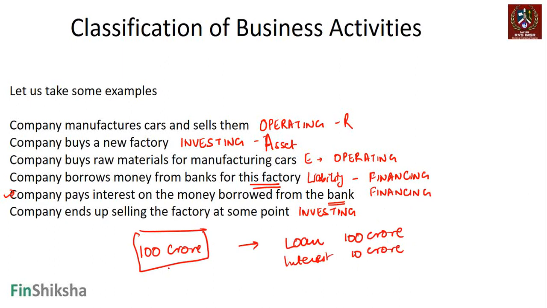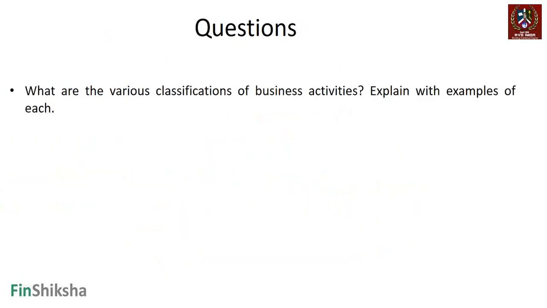This loan was not taken because you generally wanted to raise some money, but because you were building a factory. So in certain cases, you could classify this as part of the investing activity, or if you're taking a loan to run day-to-day operations, then some of the interest paid could also get classified as operating activity. However, it is safer to put it as the financing activity. It keeps things simple and comparable across all firms. That's the classification of business activities. That's where we end this particular section.